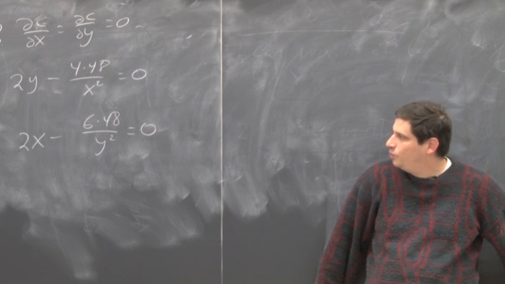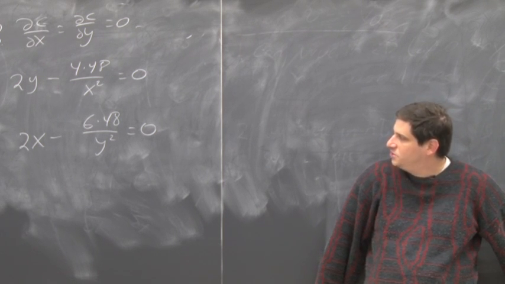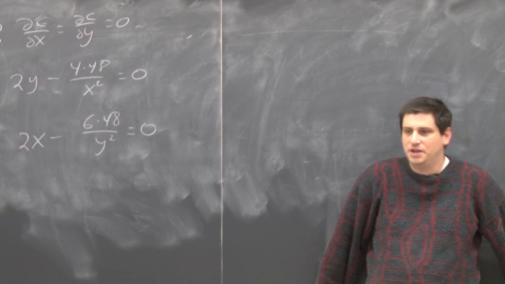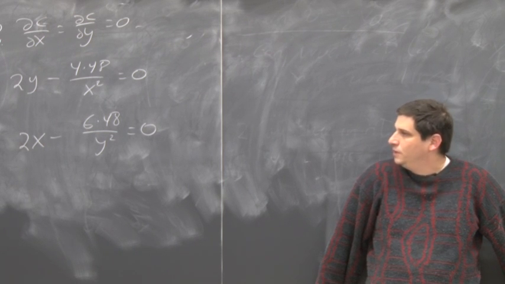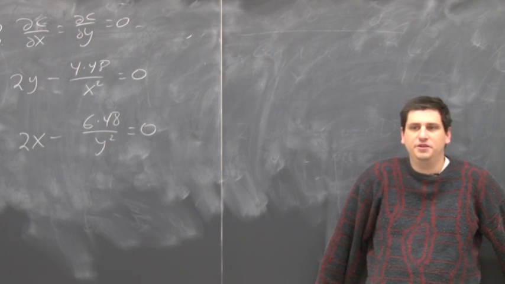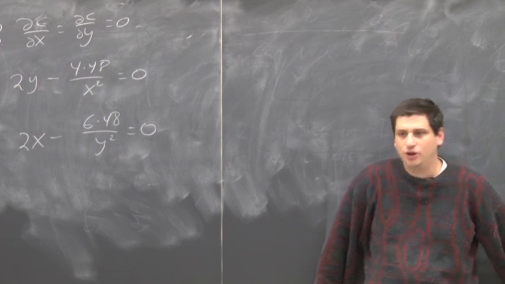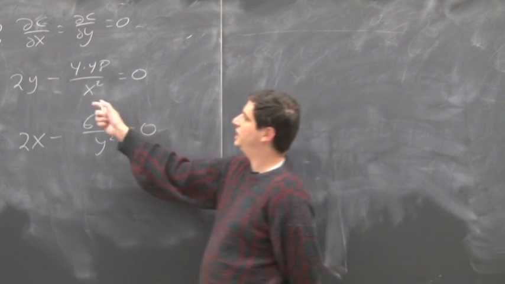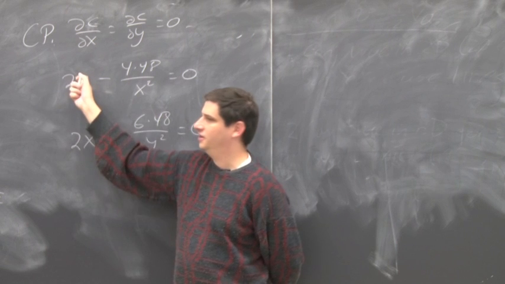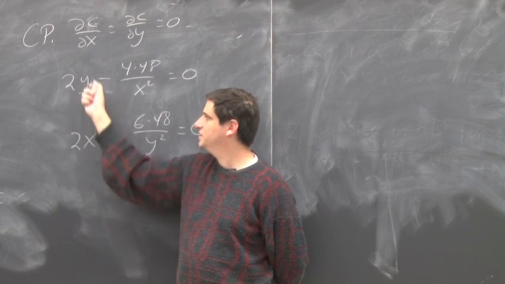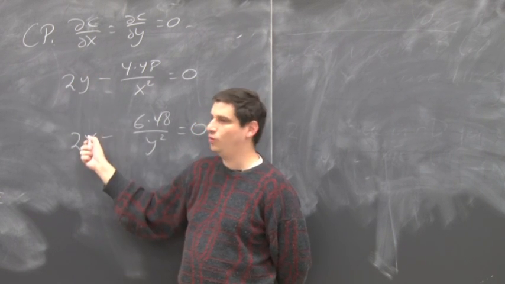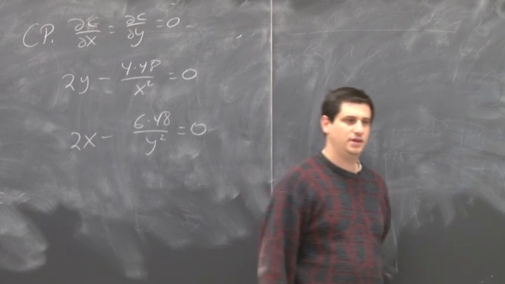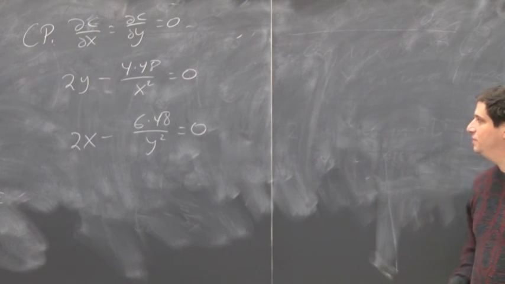So I could solve for y in terms of x, substitute that into the second equation, and start playing around. One thing I like to do is try to find commonalities, common patterns. I almost have the same thing here. This is a 2y, this is a 2x. If I multiply this by x and this by y, I have the same expression.